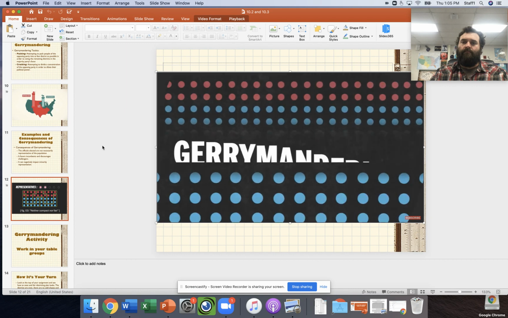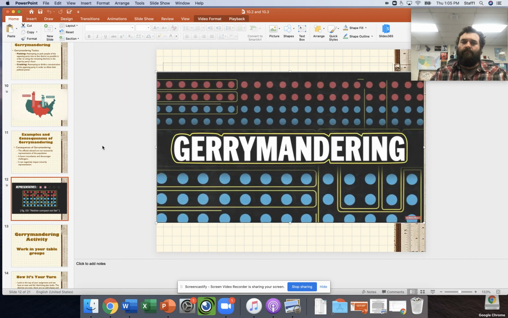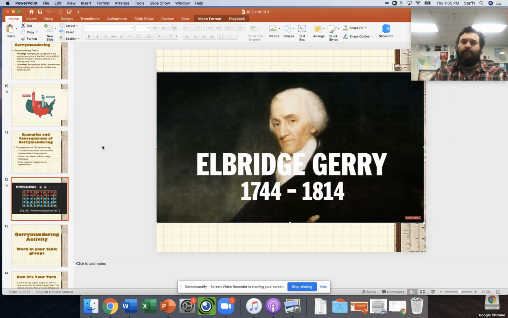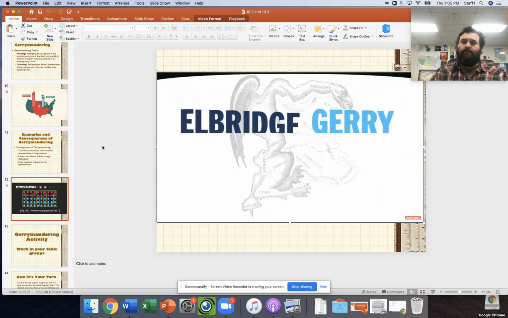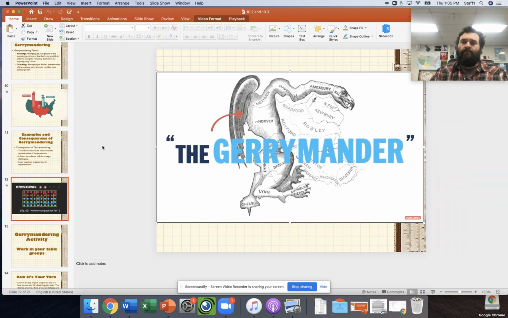Not bad. This process of redrawing district lines to give an advantage to one party over another is called gerrymandering, and it's nothing new. The term gerrymander is named after early 19th century Massachusetts Governor Elbridge Gerry, who redrew the map of the Senate's districts in 1810 in order to weaken the opposing Federalist Party.